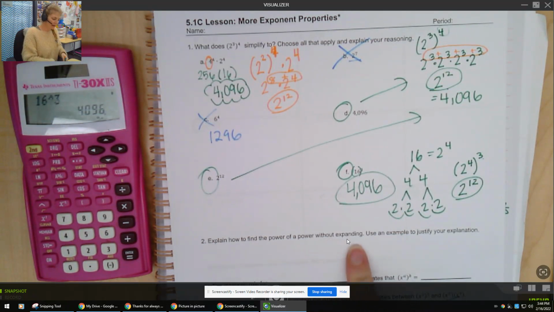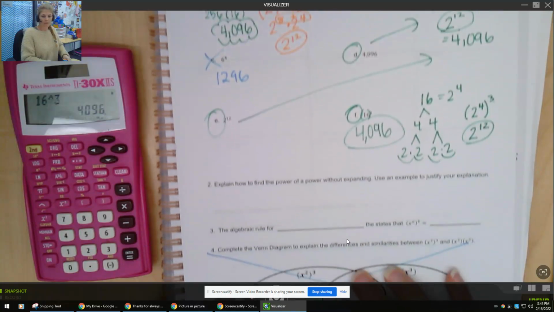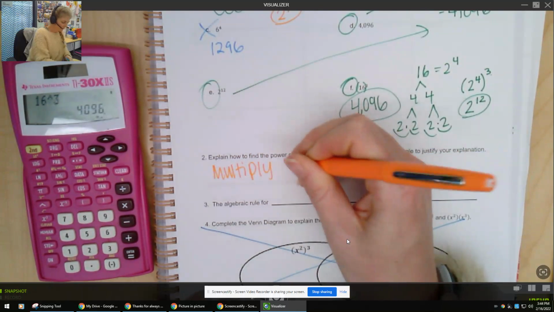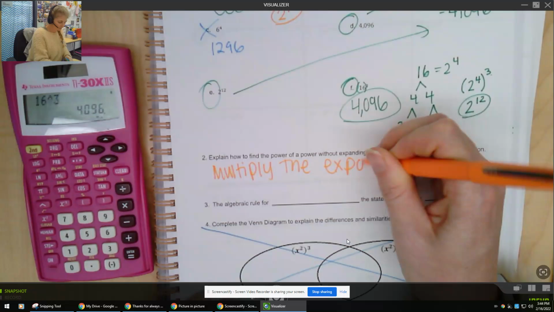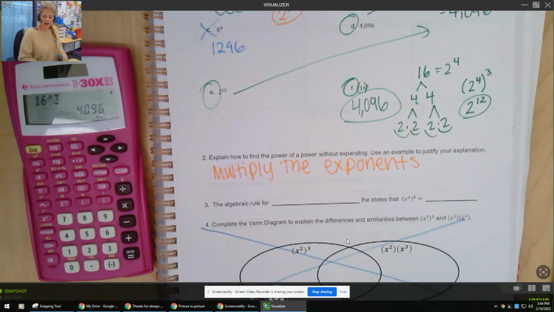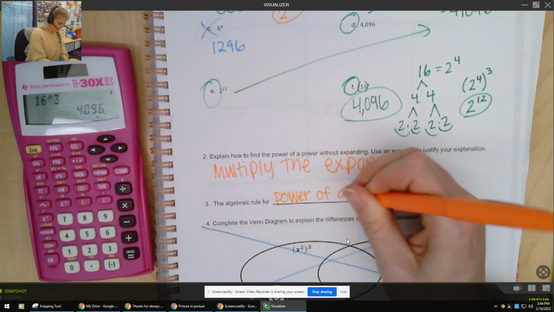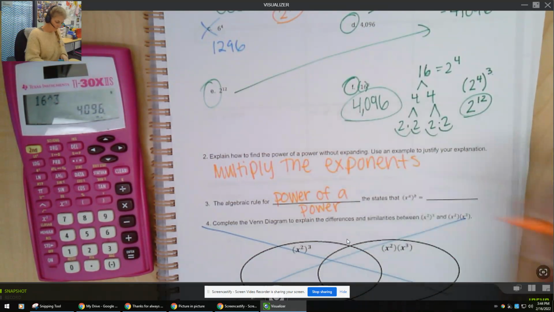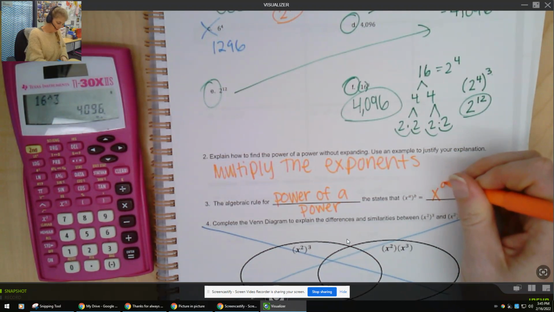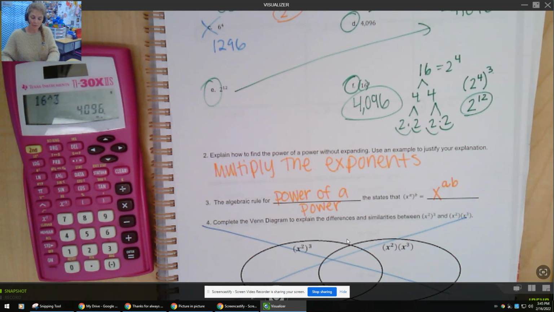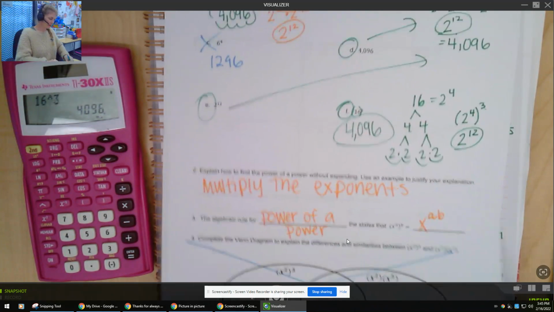So how do we find power of a power without expanding? Without expanding, we multiply the exponents. So the algebraic rule for power of a power says that x to the a power, all raised to the b power, is x to the ab power, because a times b is just next to each other. So we're going to skip number 4, and we're going to jump into some practice on the next page.